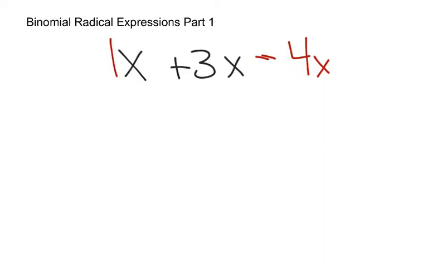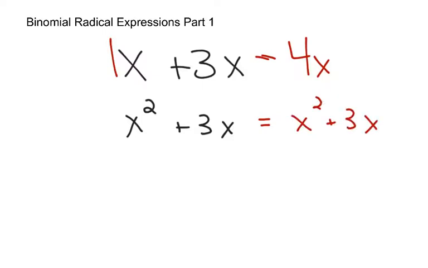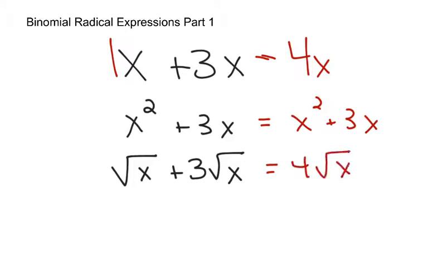Well, if I made this problem x squared plus 3x and said add those, you would tell me it's x squared plus 3x because x squared and x are not like terms. Well, now I'm going to change this to have radicals in it. I'm going to say the square root of x plus 3 the square root of x. The answer is 4 the square root of x.